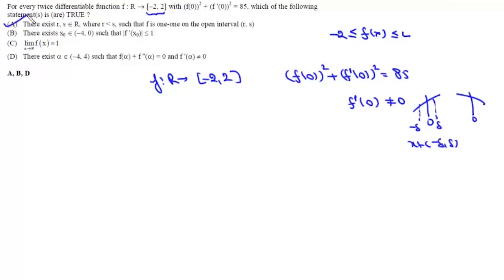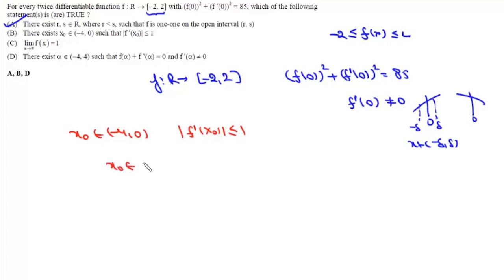So that means this statement 1 is always correct. Now the next one is, there exists x0 in the interval minus 4 to 0 such that mod of f(x0) will always be less than or equal to 1. Now what we'll do is, we'll apply Lagrange's mean value theorem in this interval.